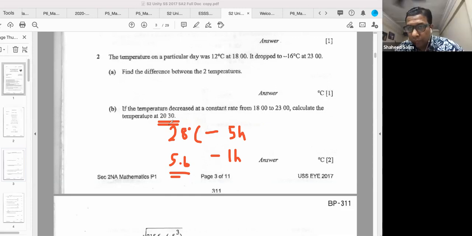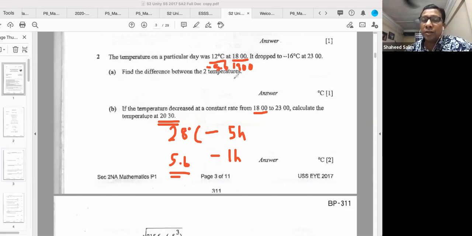You know how to do? No, okay. It starts at what? At 1800, the temperature is 12 degrees. 1 hour later, 1900, you must minus, because it dropped, right? So you must minus how many? 1 hour is minus 5.6. Right? So every hour you minus 5.6. Then go to 20, another hour. You are now at 2030. So altogether is 2.5 hours.